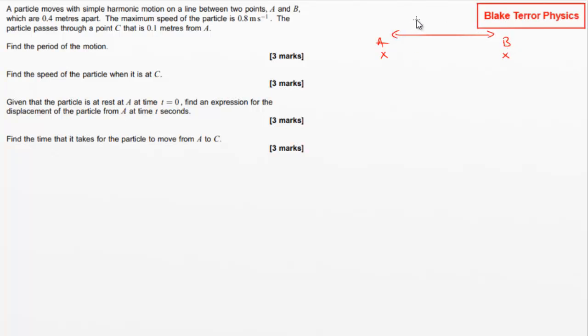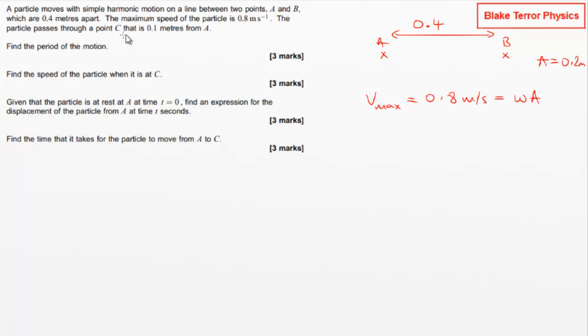So that's 0.4 meters. So we've got an amplitude of 0.2. So let's write that down already. That's our amplitude, 0.2 meters. Maximum speed of the particle is 0.8 meters per second. V max equals 0.8 meters per second. We might as well put in straight away that we know that is omega A from our knowledge of SHM.